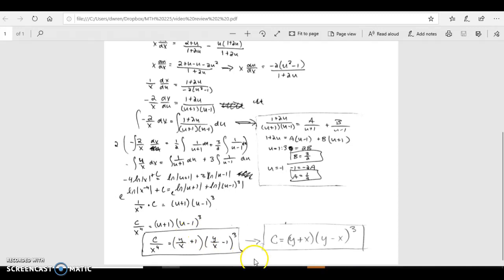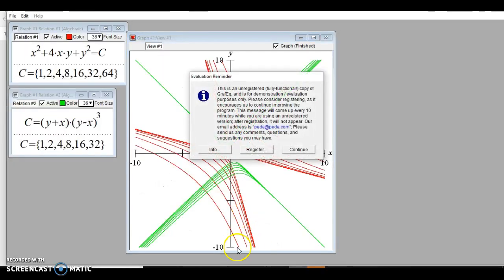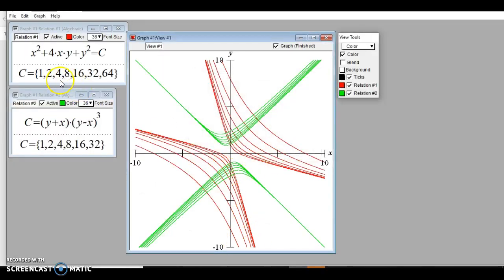And then if we pull up our graph, we can indeed see we got x squared plus 4xy plus y squared equals c, and c equals y plus x times y minus x to the third power, and we can confirm that both of these families of curves are orthogonal at all points of intersection, meaning that these answers are correct.